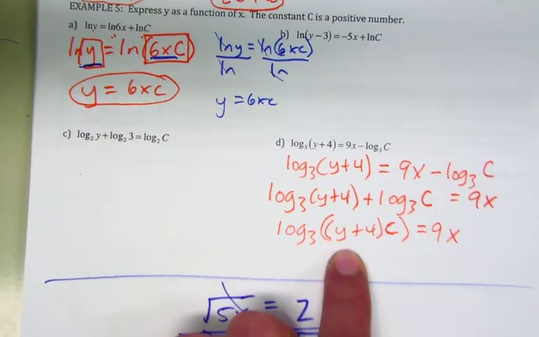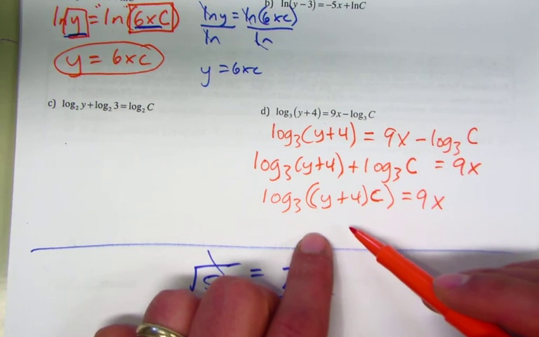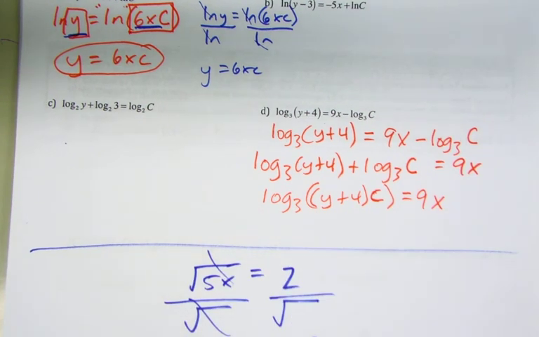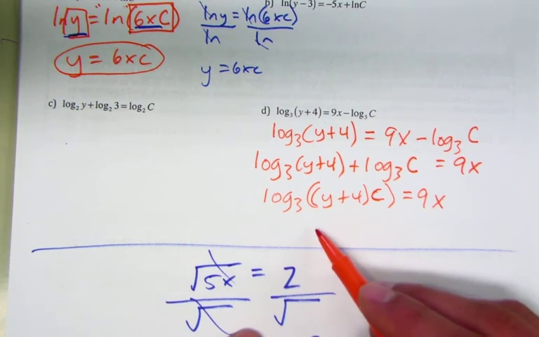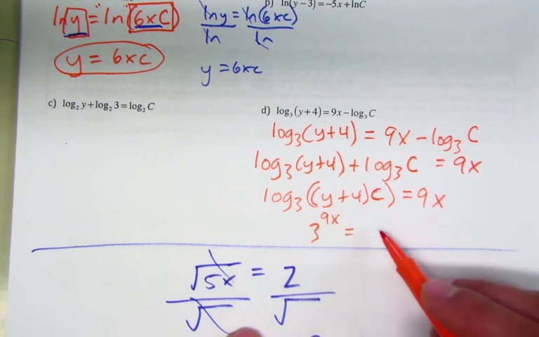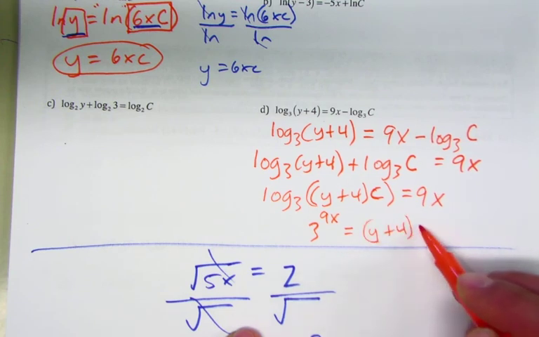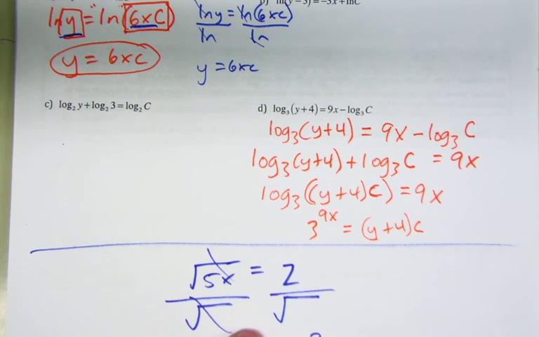Here, I don't really have that luxury. What can we do when I have a log equation, when I'm stuck and I really can't do any more work? Switch it to what? So what would it be? Yeah, exponential is correct. So 3 to the power of 9x equals y plus 4 times c. I figured that's what you meant. You guys see where he's getting that from?